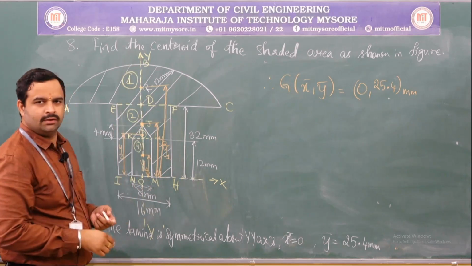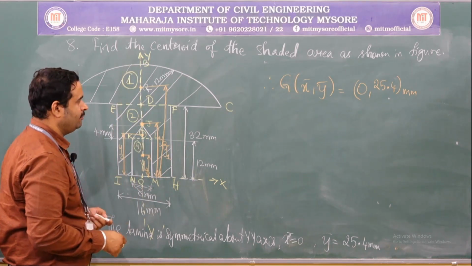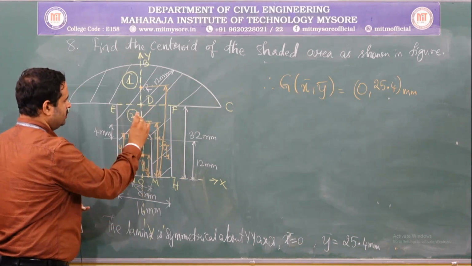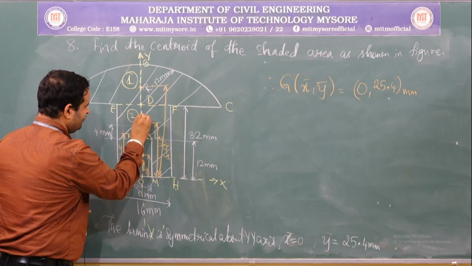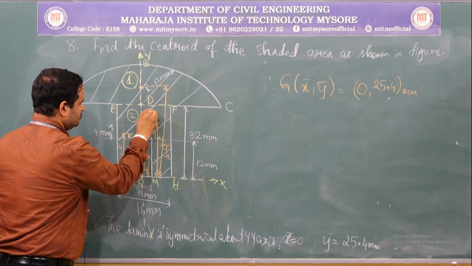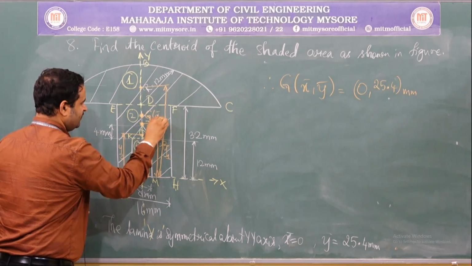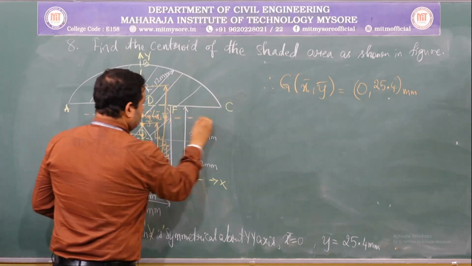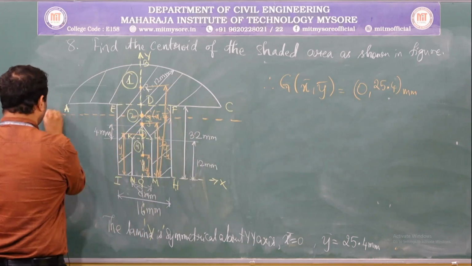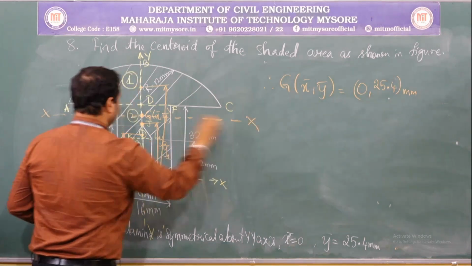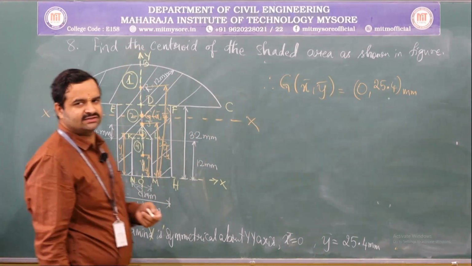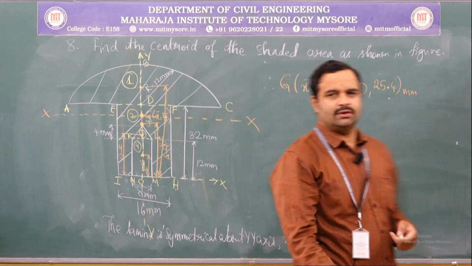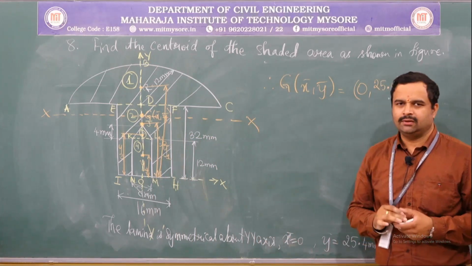Now, try to locate this in the actual figure, that is x is 0. So, along this line, what is y? Y is equal to 25.4. So, you have 32, 25 might be somewhere here. So, this is our G of x bar, y bar. So, this is our centroidal axis xx, and along the same line we have this axis yy. Okay.